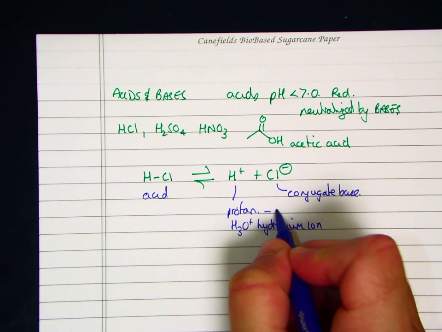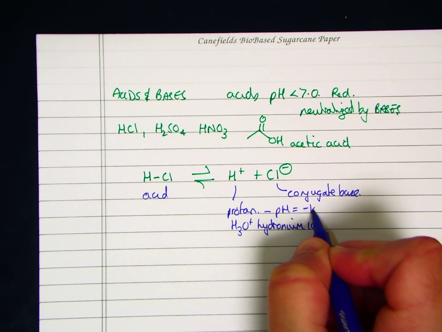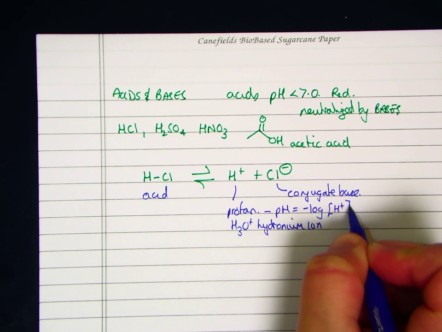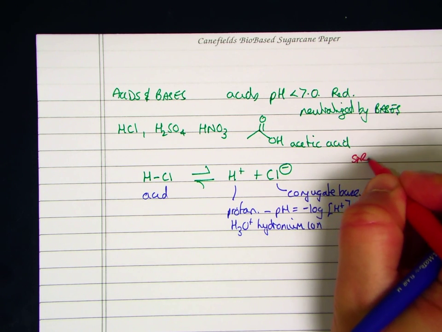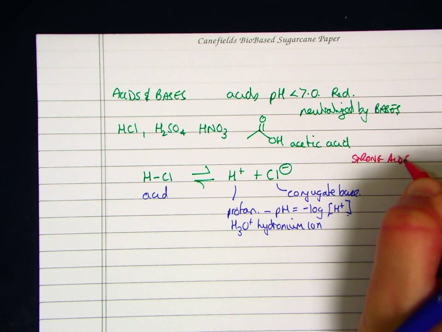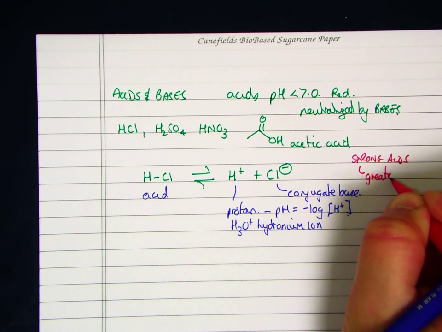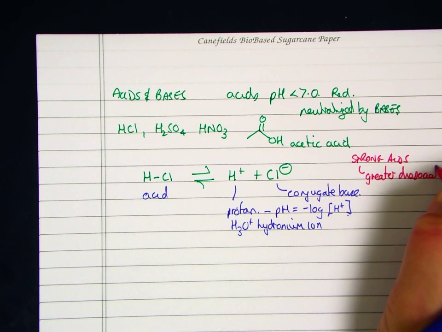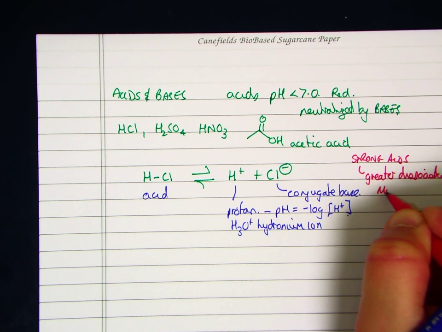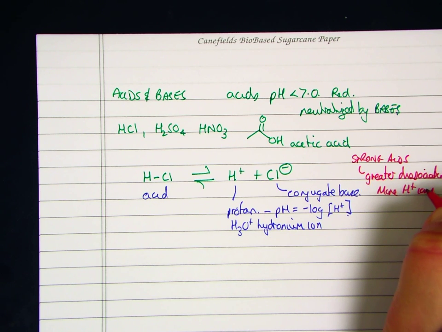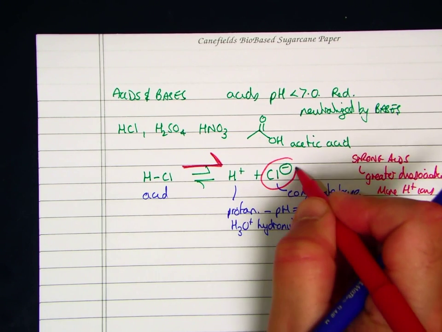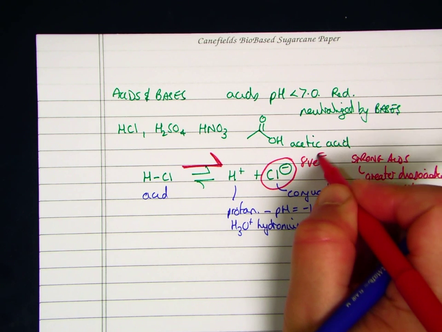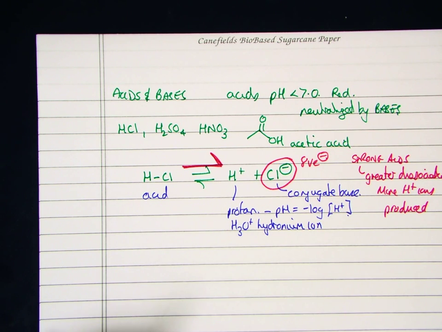We know that this proton concentration is measured by pH equals minus the log of the hydrogen ion concentration. The stronger the acid, the greater the dissociation. So strong acids, greater dissociation, and greater dissociation means more hydrogen ions produced. So stronger acids, greater dissociation with the red line. That's obvious because here chloride has 8 valence electrons. It's going to be stable, so there's lots of dissociation.